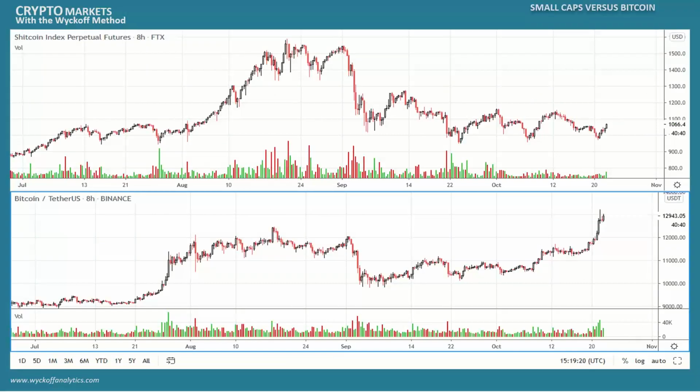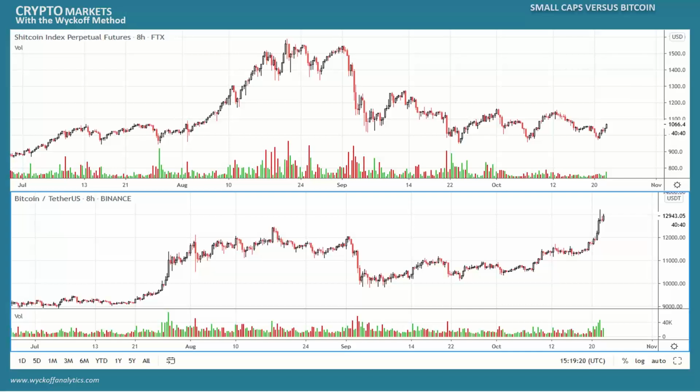So let's see what's happening in the rest of the market. Volatility to the downside on the shitcoin index is decreasing, but Bitcoin is still outperforming small caps. And Bitcoin has many points of structural strength. Generally, this kind of outperformance tends to persist for a while. So it's possible here to see some technical rally on the shitcoin index.